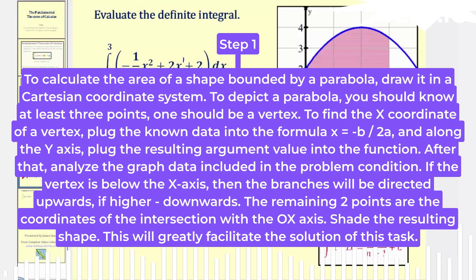After that, analyze the graph data included in the problem condition. If the vertex is below the x-axis, then the branches will be directed upwards, if higher, downwards. The remaining 2 points are the coordinates of the intersection with the OX-axis. Shade the resulting shape. This will greatly facilitate the solution of this task.